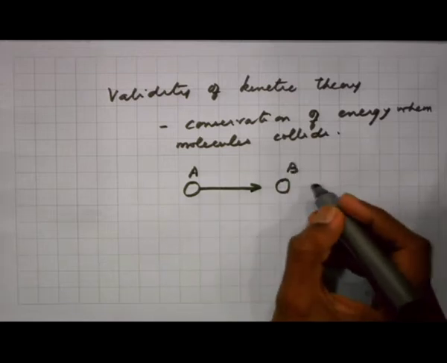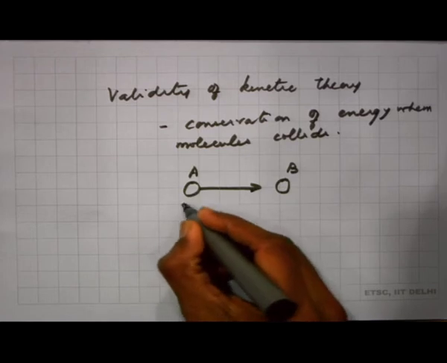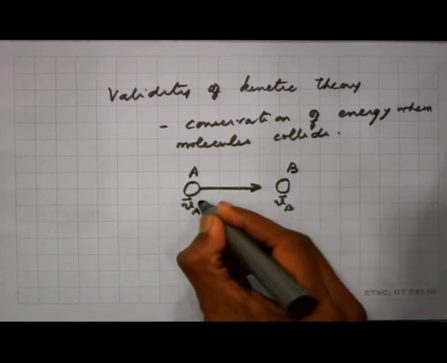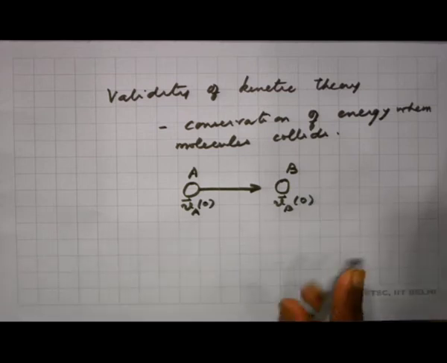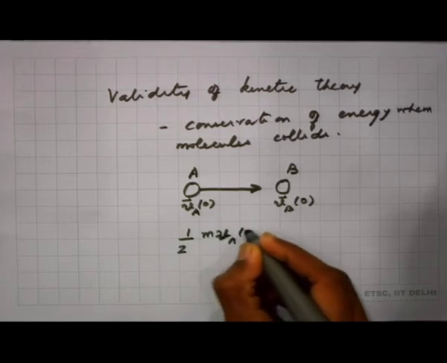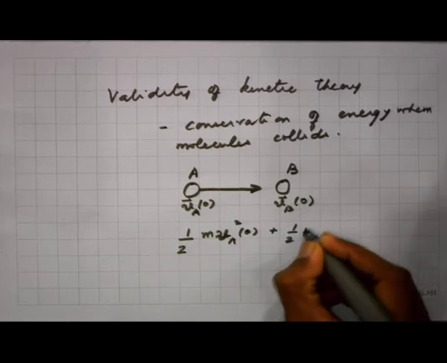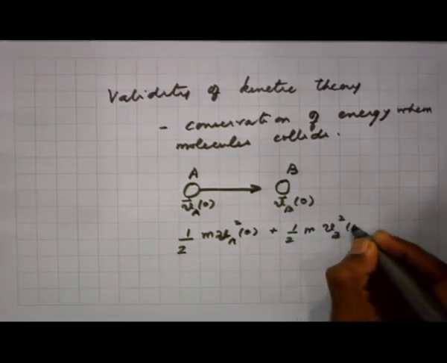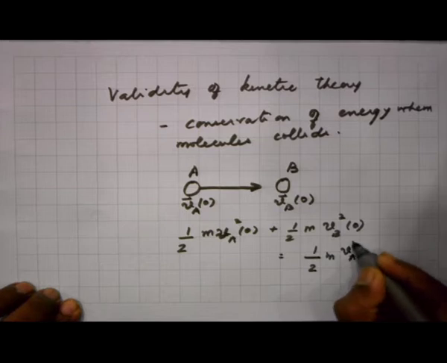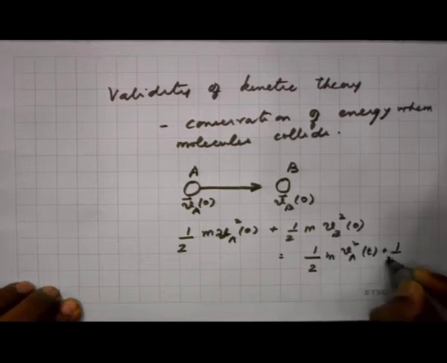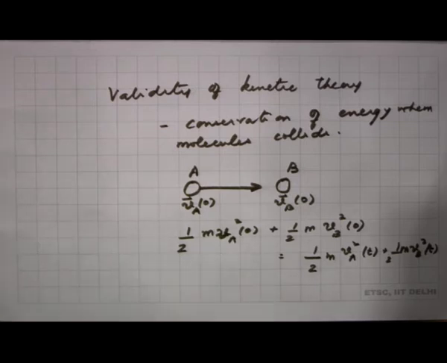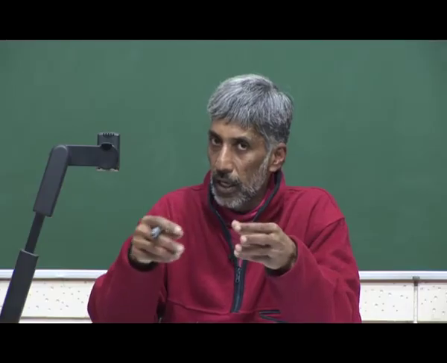What the conservation of energy is telling you is that if you call this VA and this VB, and imagine that this was initially 0, that is the initial velocity before collision, then half m VA(0) square plus half m VB(0) square is equal to half m VA(t) square plus half m VB(t) square, where t is after the collision. Physically you can understand what is happening.